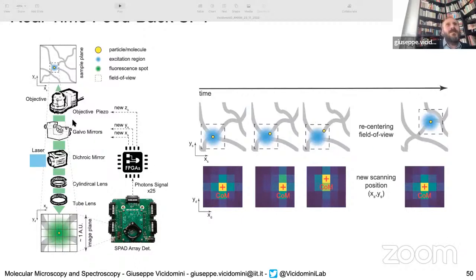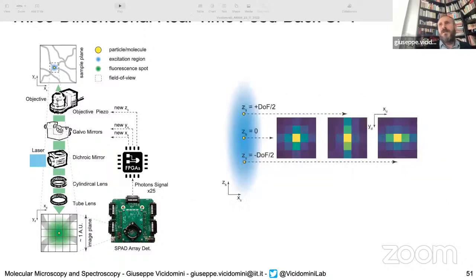Indeed, since I have a galvanometer in my system, and also a piezo that is able to move along the optical axis, I can recenter the position of my detection probe in order to always have the molecule in the center of my camera. To do it in 3D, I need a couple of tricks, because I need to introduce an astigmatism into the detection in order to distinguish when the molecule is above or below my focal plane.